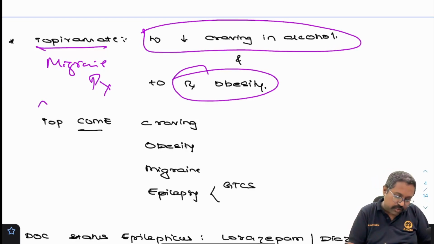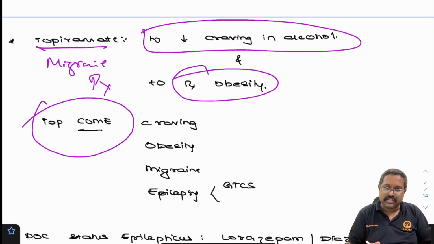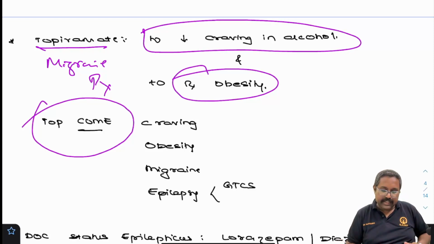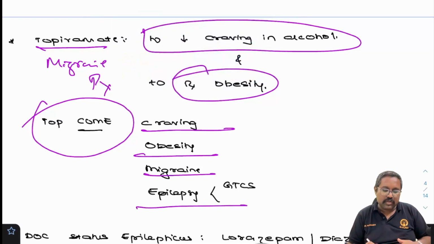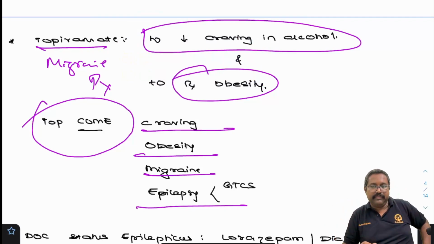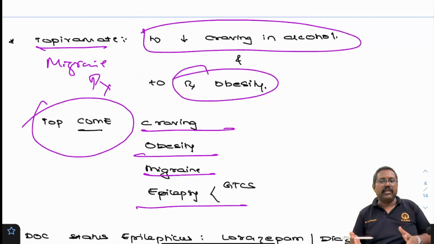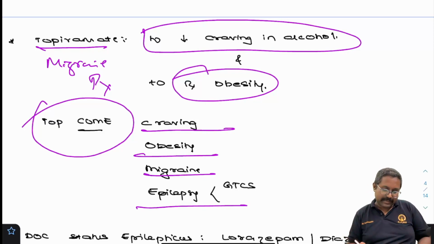So how to remember? Top comers, you can say. For top comers, they'll be craving. Why will top comers have craving? They need to get high marks, so craving for the rank. So here, craving for alcohol. So what will happen by sitting to get a rank? They'll become obese. They'll get what? By sitting in the same room, they can get migraine, and some of them will get epilepsy also. So toppers coming. So what will the toppers get? The craving for alcohol, obesity, migraine, epilepsy.